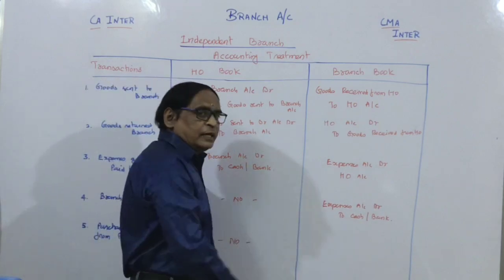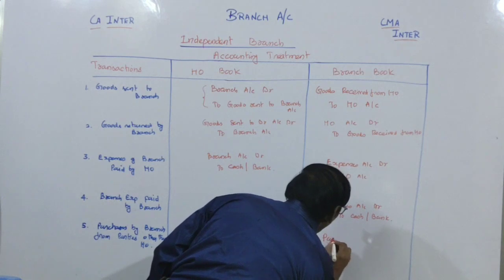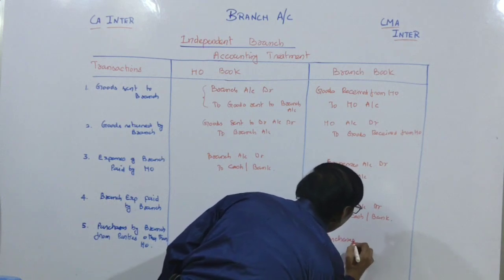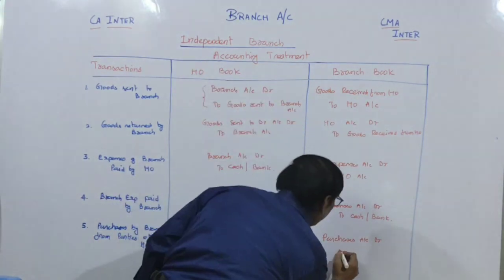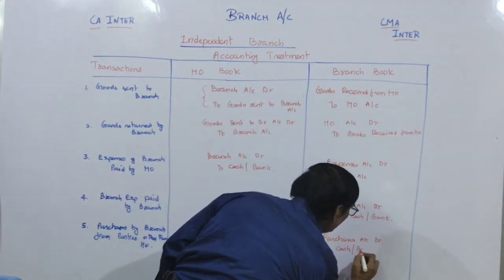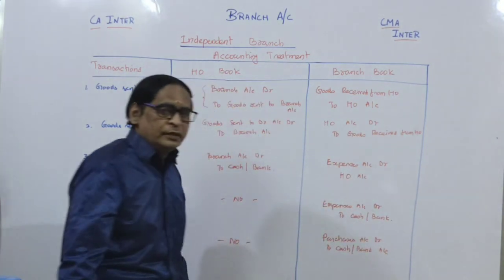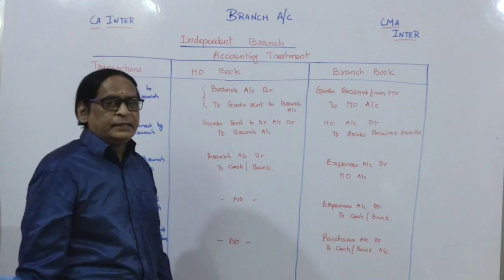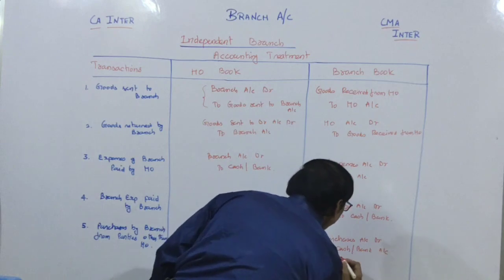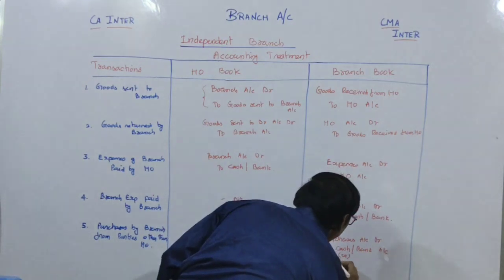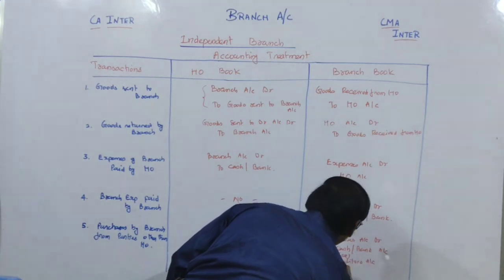As far as branch is concerned, it is to be entered in purchases account. So purchases account debit. If it is cash purchases, then cash or bank to be credited: purchases account debit to cash. If it is credit purchase, then purchases account debit to creditors account. Understand?